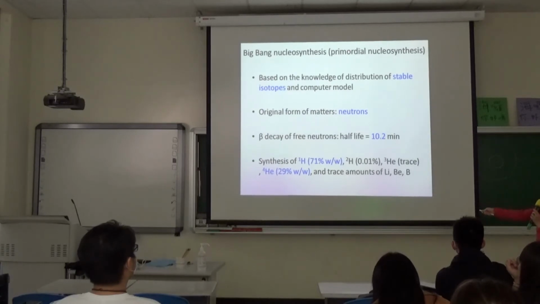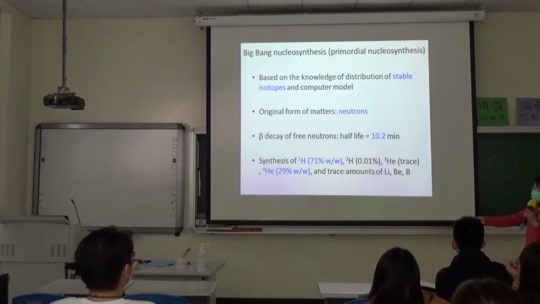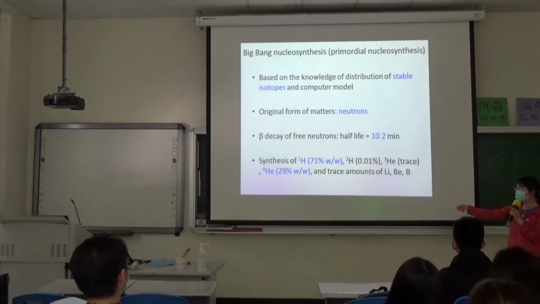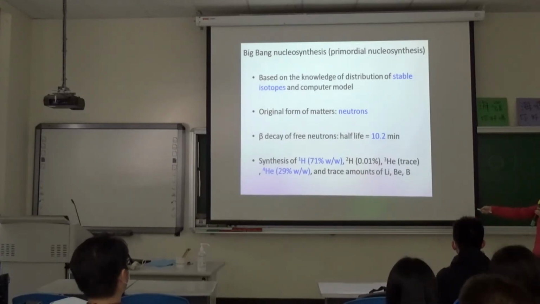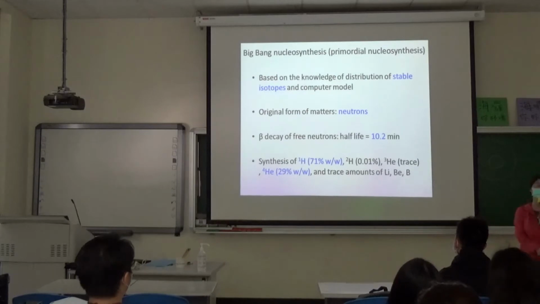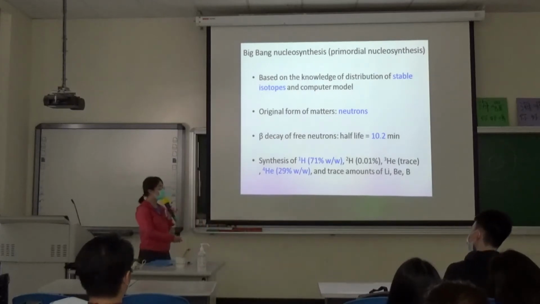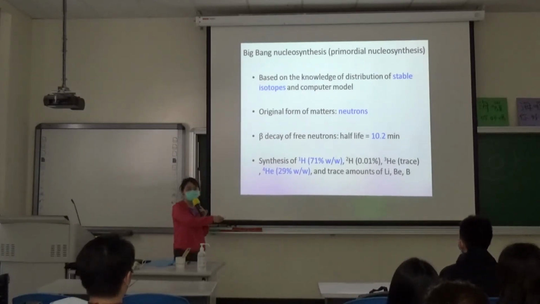So, at that time, right after the Big Bang, based on some computer modeling, there will be only hydrogen 1, 70%, deuterium, which is hydrogen 2, helium, and helium 4. And there will be also some trace amount of lithium, barium, boron. And these are actually important material, but you can imagine that these are all very rare on Earth.